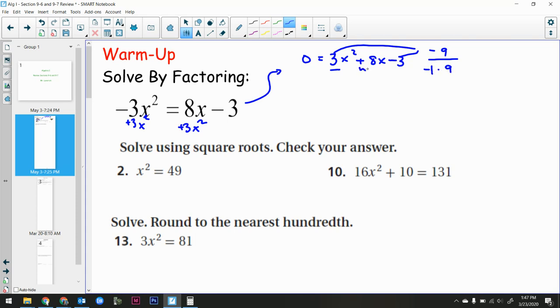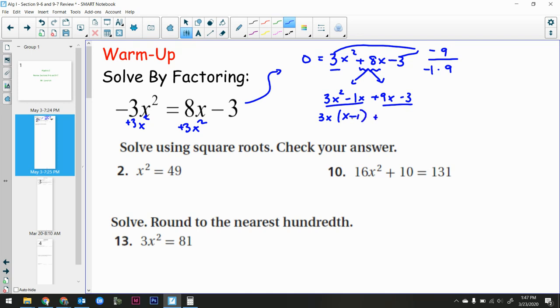Now remember what you do here. You don't just say x minus 1 and x plus 9. That's not what you do. You split apart the 8. First term stays the same, 3x squared minus 1x plus 9x. That's where your 2 new factors come in. And then minus 3. Now at this point, we factor by grouping. We pull out a 3x, leaving an x minus 1.